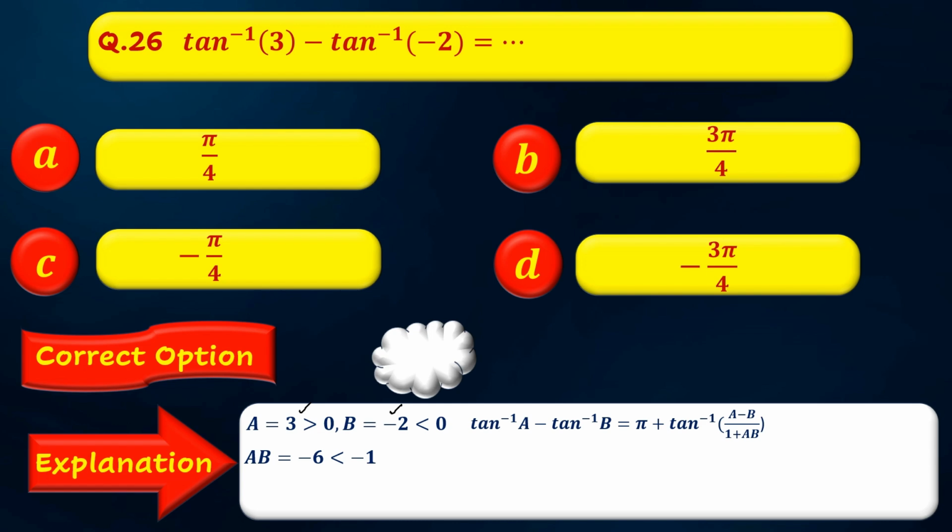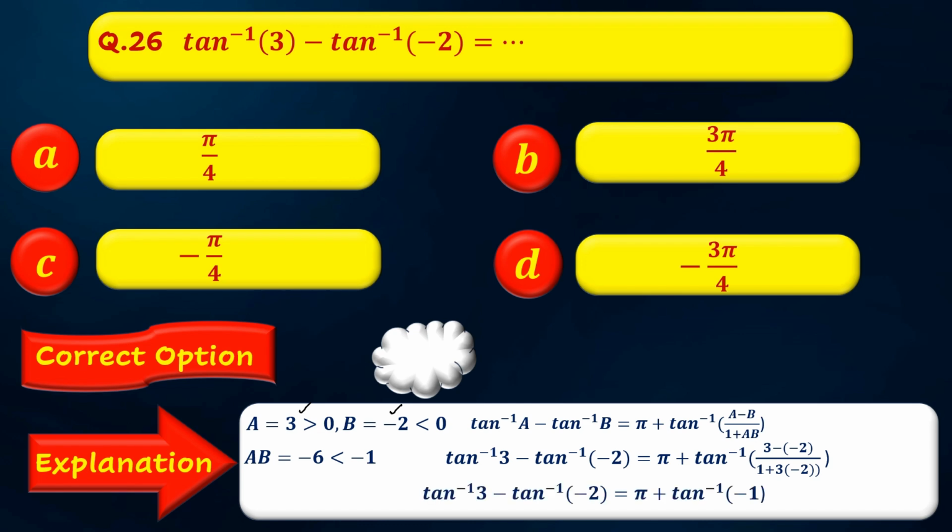Now, we replace the values of A and B by 3 and minus 2, and we get tan inverse 3 minus tan inverse minus 2 is equal to pi plus tan inverse 3 minus minus 2 over 1 plus 3 into minus 2. On simplifying, we get the right hand side to be pi plus tan inverse minus 1. The value of tan inverse minus 1 is minus pi by 4. So we get the answer to be 3 pi by 4. Therefore, the correct option is option B.